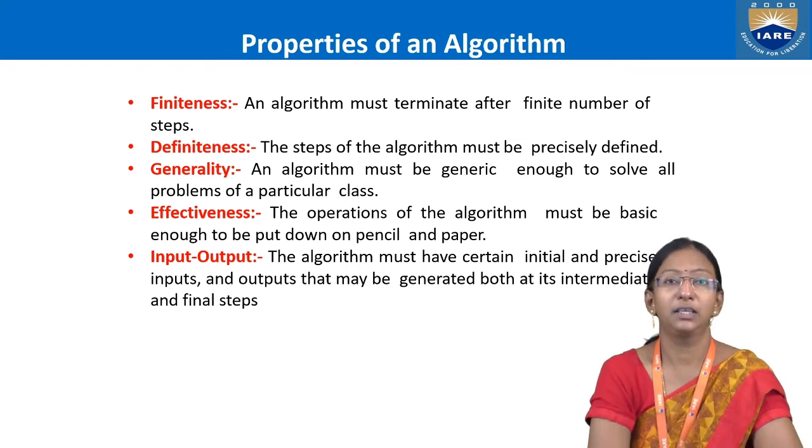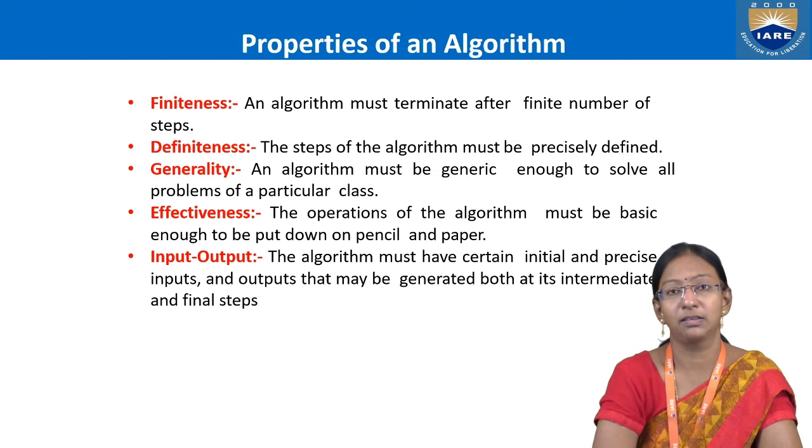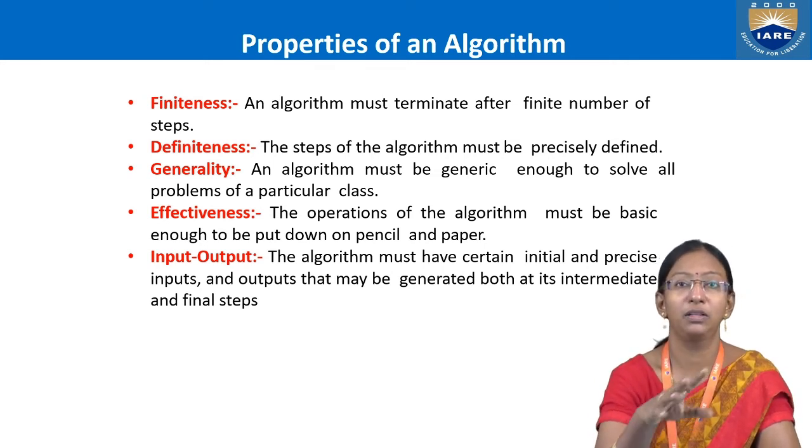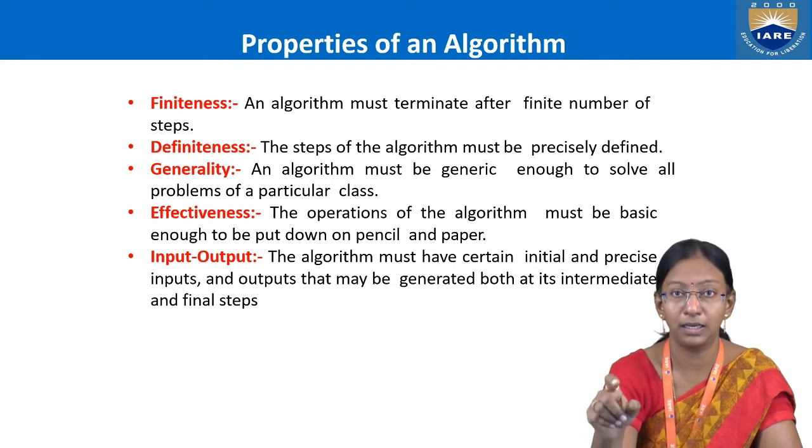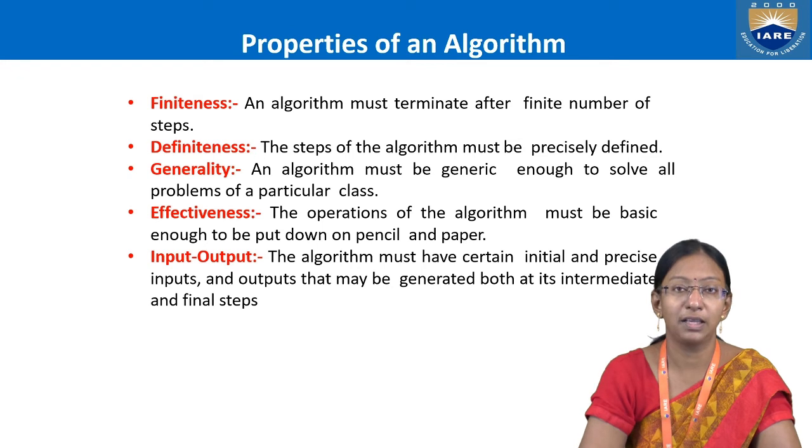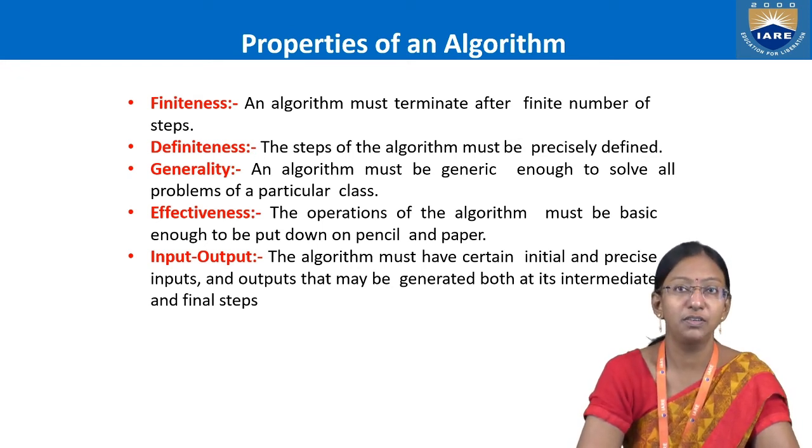So if any algorithm encompasses all the properties of an algorithm, all the 5 properties of an algorithm, it is known as a perfect algorithm. Okay, so these are the 5 properties: finiteness, definiteness, generality, effectiveness, and input output.